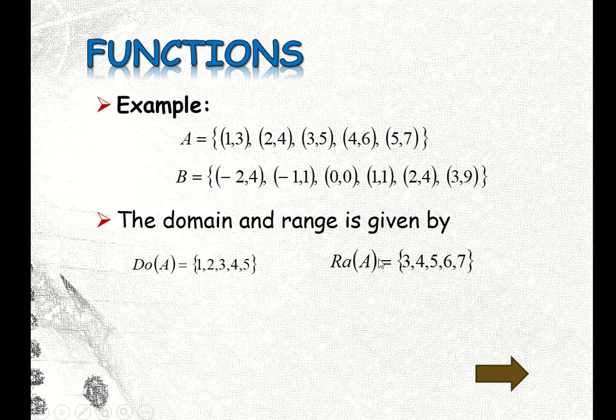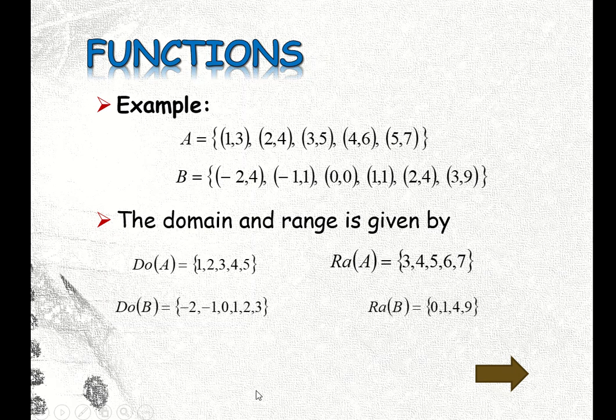Now for the range, we have R of A, meaning range of set A. We have elements 3, 4, 5, 6, 7. These elements are the second element of each ordered pair. So 3 is the second element of the first ordered pair, 4 is the second element of the second ordered pair, 5 of the third, 6 of the fourth, and 7 is the second element of the fifth ordered pair. Alright, so this is set A expressed in domain and range.